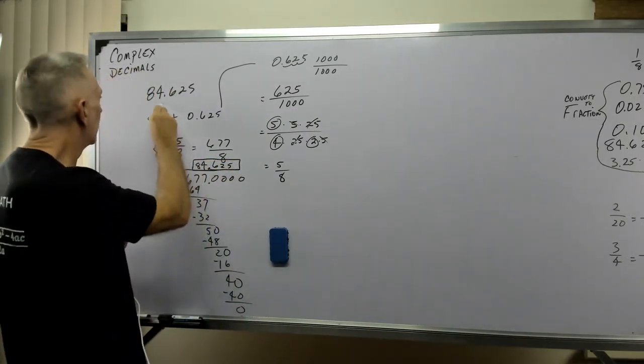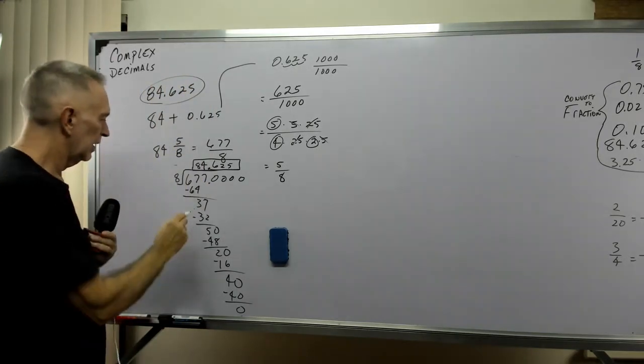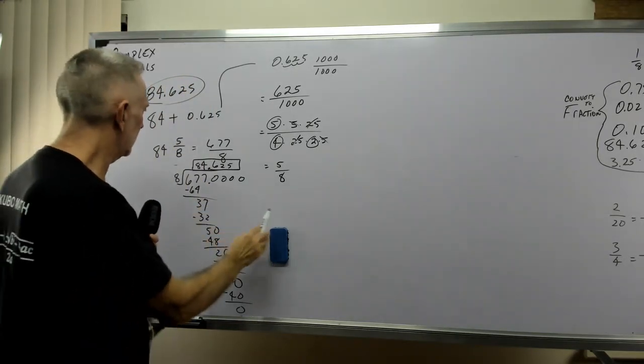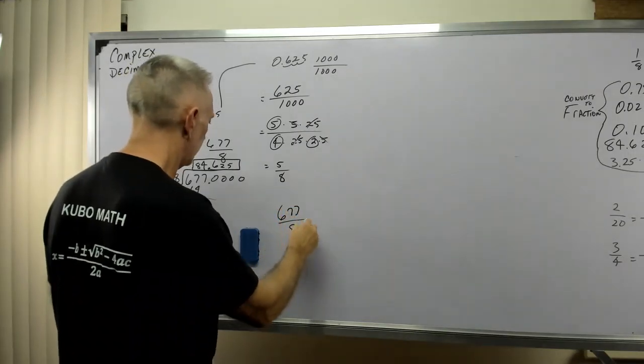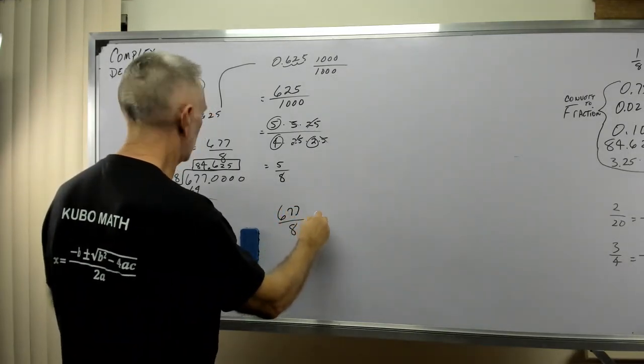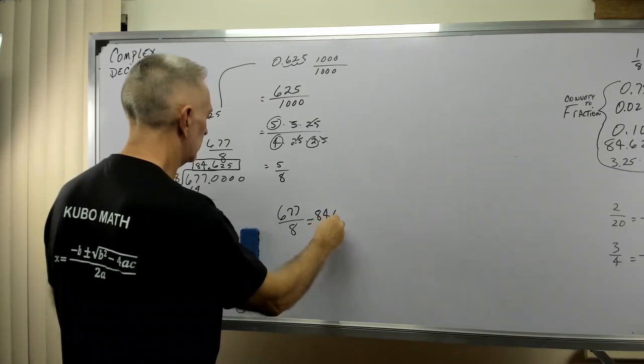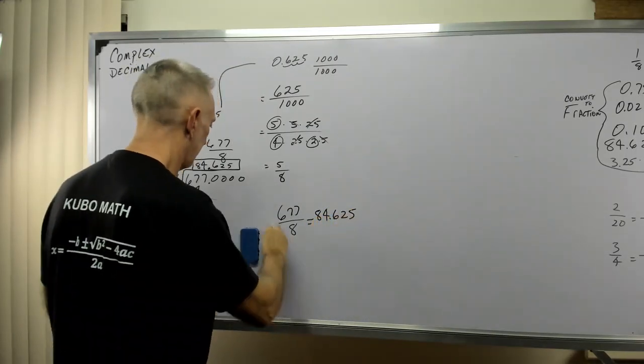84.625 is the fraction 677 over 8. Is equivalent to 84.625.